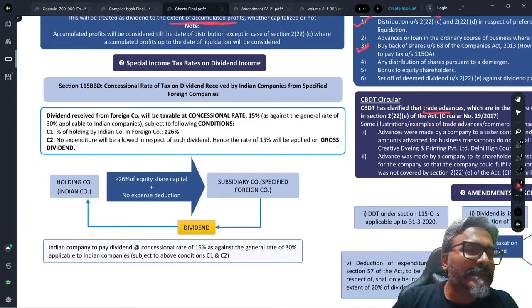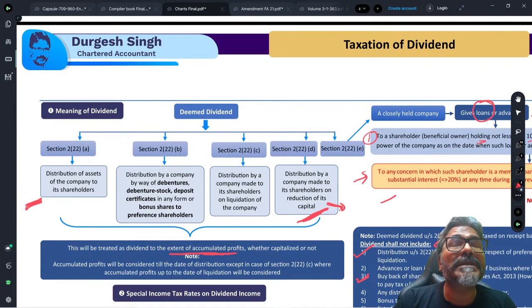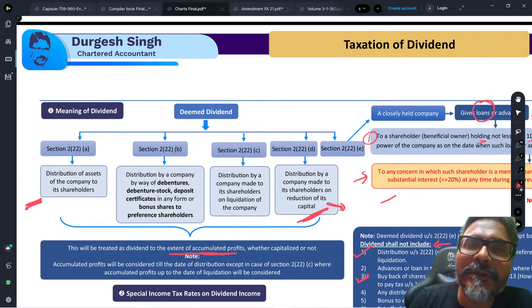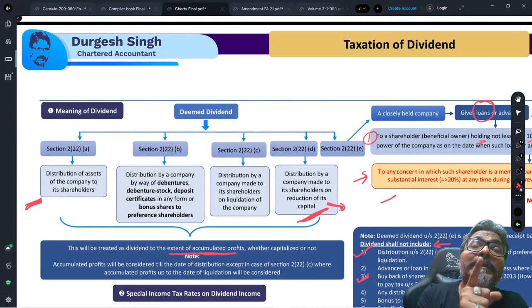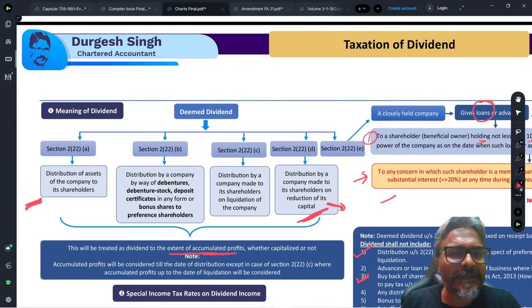So that is all about the deemed dividend we have discussed. The second point, students, is about the special rate of tax. Be careful, students. Up till last year, there was a special rate of tax on 222E dividend, which was 34.94%. But today, there is no special rate of tax applicable on this deemed dividend of 222A to 222E. So the shareholder in whose hands this dividend will be taxable, it will be taxable as per the rate applicable to this person, the normal rate as per the Finance Act.